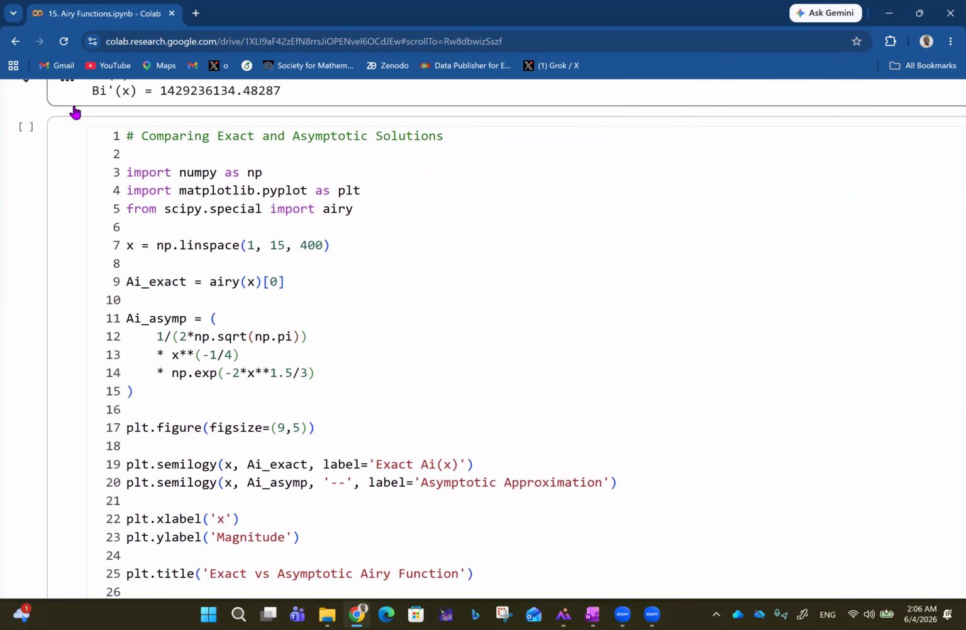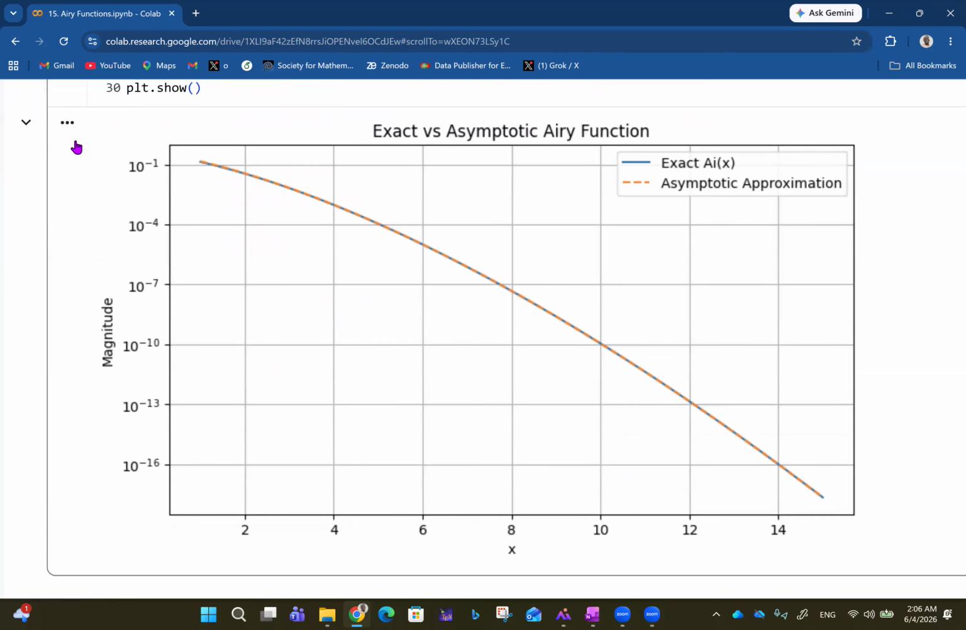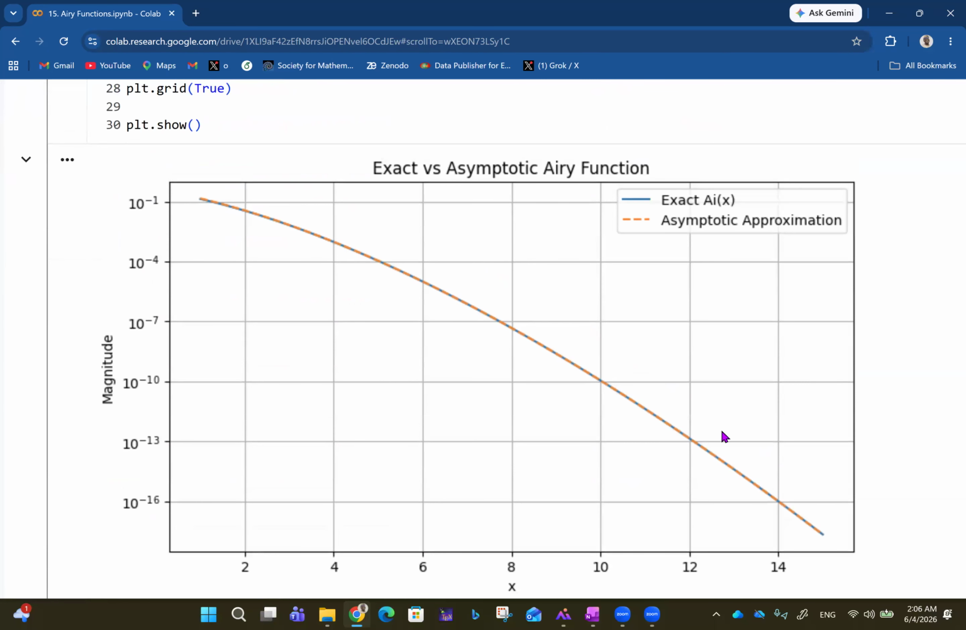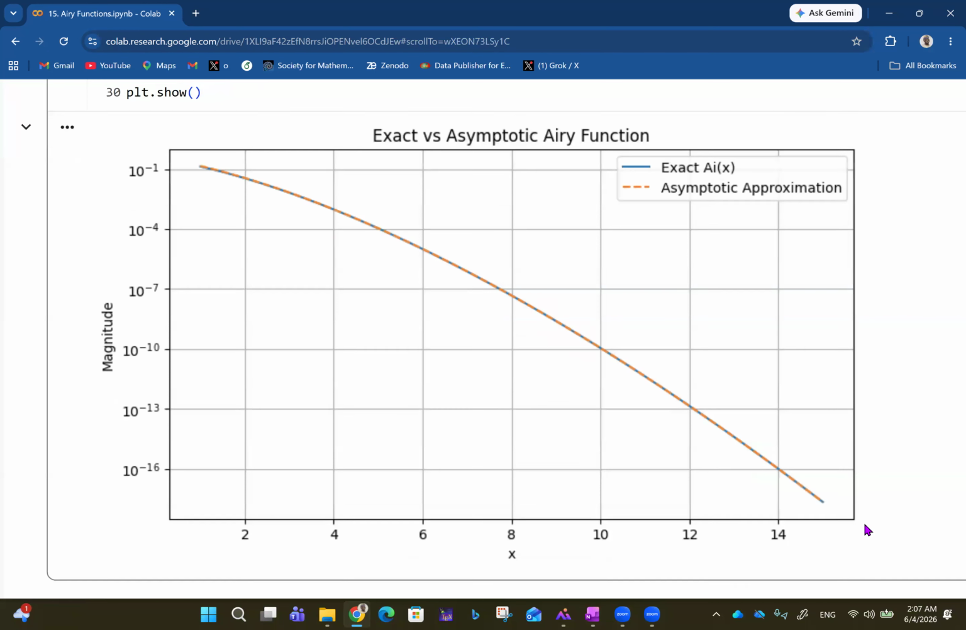Then comparing exact and asymptotic solutions now. So if you have Ai exact and you have Ai asymptotic based on approximations, that's 1 over square root of pi, x raised to minus 1 over 4, exponent of minus 2x over 3, like all the formulas we had the other time. So if you run all of this, see what we get. They tend to align perfectly. And for Ai of x, that's the decaying one, so it moves very fast towards 0.